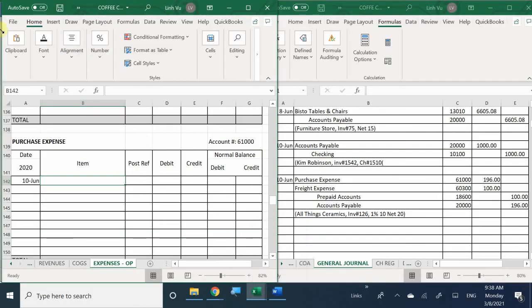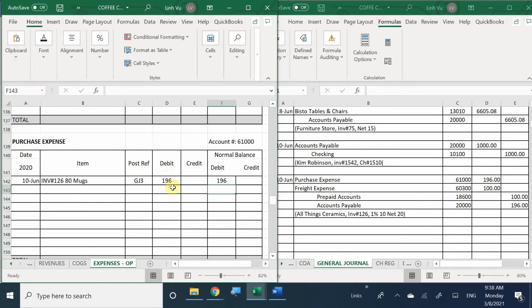For 80 coffee mugs. So here for your items or notes, whatever you want to place here, you can put invoice number 126 for 80 mugs. Okay. Post reference, once again, General Journal 3. We're still on General Journal 3. And I'm debiting my account for the $196, because that's how much those cups are worth right now.